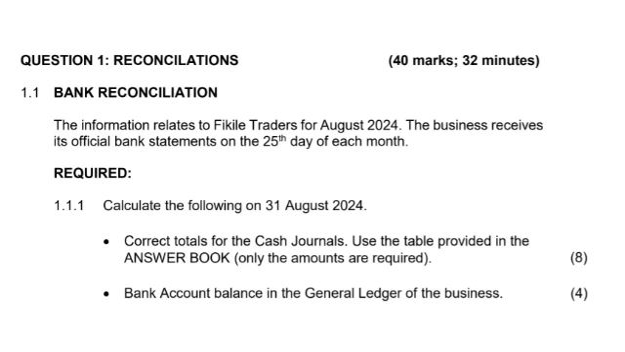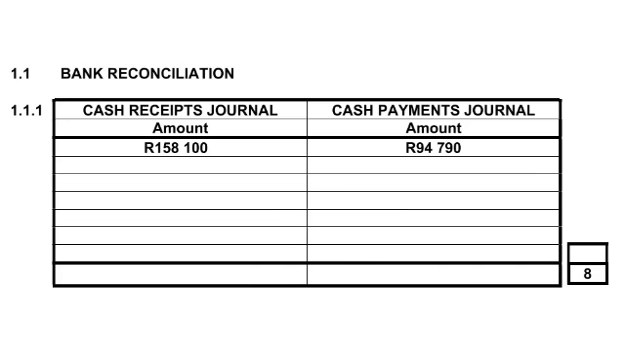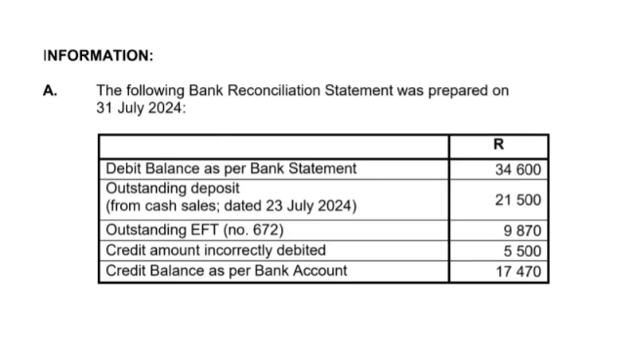The first thing they want us to do is to correct the totals for the cash journals. So we are going to look at our answer book. In our answer book, you will see that what we are correcting are our cash journals, the cash receipts journal and the cash payments journal. They have already entered for us the provisional balances, and what we have to do is add to them and subtract from them. So we are going to look at our information.